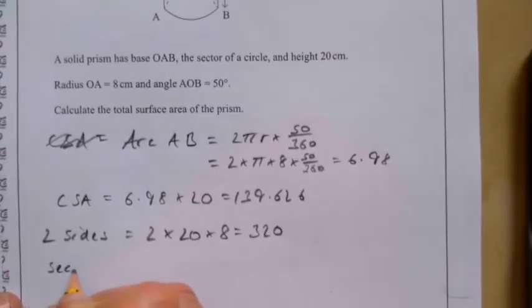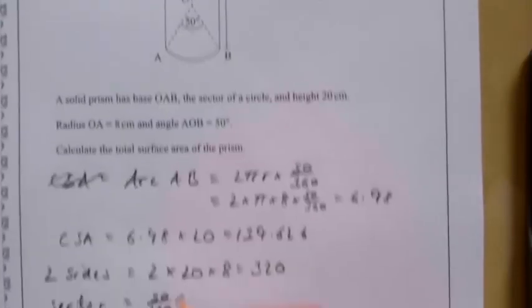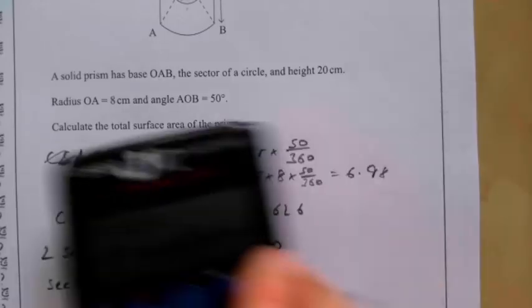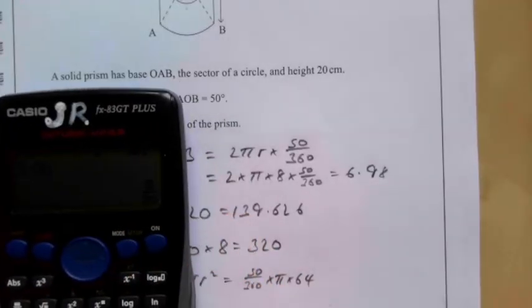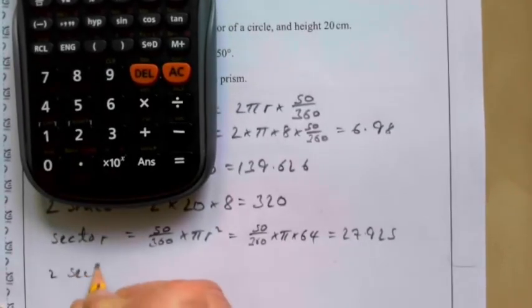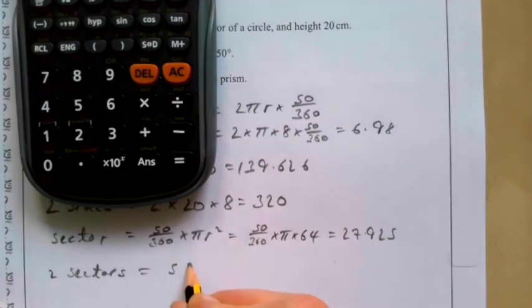And then the sector, which is a wee slice of pizza at the top and the bottom obviously, is going to be 50 over 360 times pi r squared. 50 over 360 multiplied by pi multiplied by 64 gives 27.925, and then times the two sectors is 55.850.